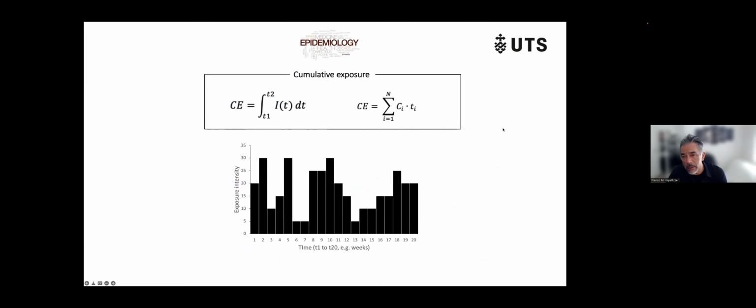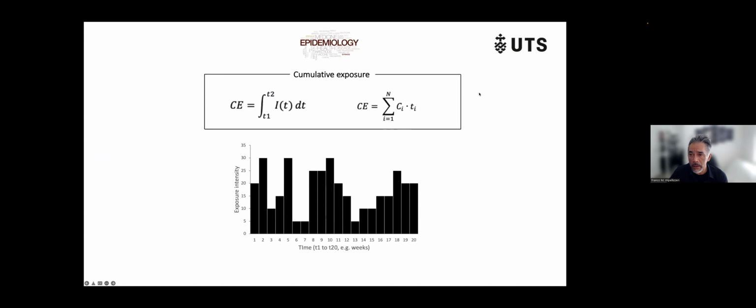I'll show you another analogy between epidemiology and what we have done. This is the definition of how they measure cumulative exposure. This formula is really easy. That's why I show the graph: it's the area, the black area.